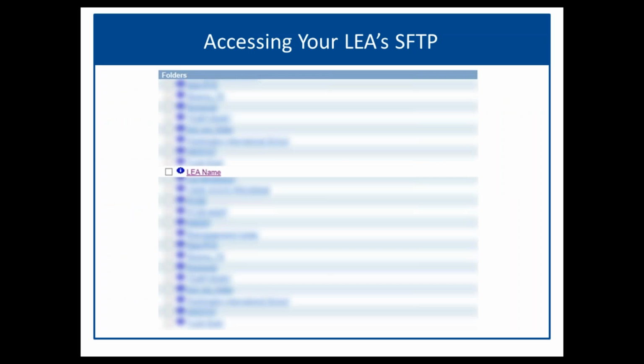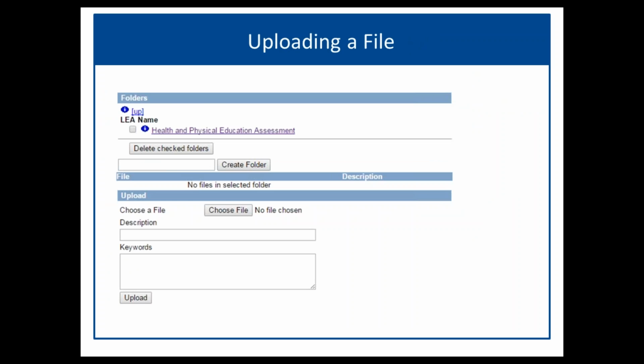Now, once you have accessed that SFTP site, you will come across these folders, and then you will see your LEA's name. You can click on the LEA's name. You will be routed to the various subfolders. So we have created this example for you to be able to see the subfolders, but then again, you will have many subfolders. So you have to click on the Health and Physical Education Assessment subfolder. Now, if you're ready to upload a file, you would just click on Choose File, search it on your computer, and just hit Upload. And that will be the way that you will be uploading any files that you want to transfer to OSSI.